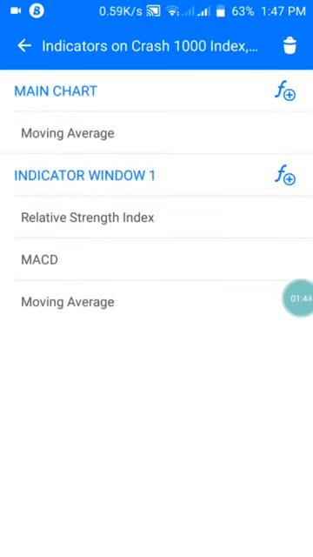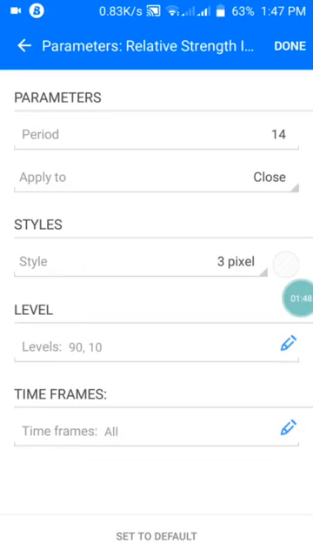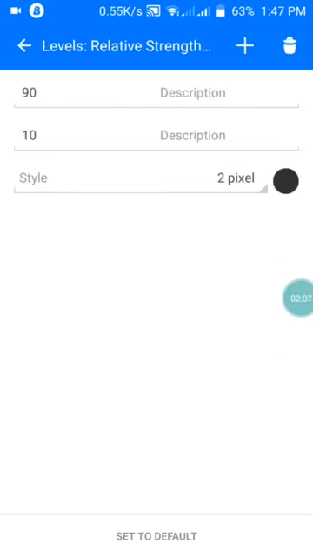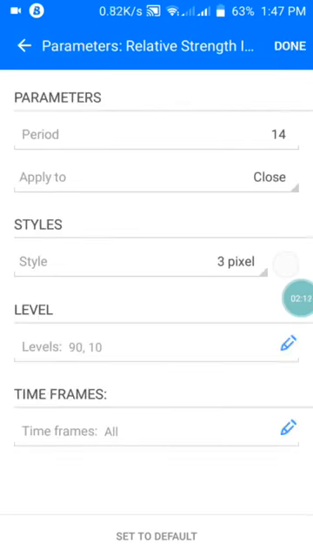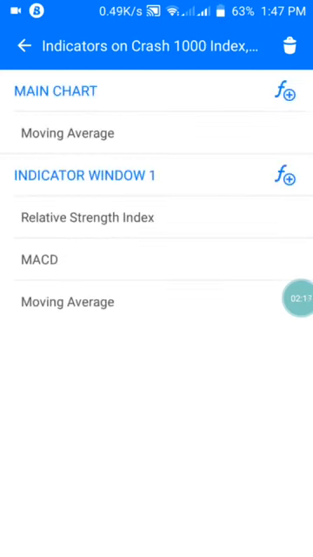Then you press done. In my window one, I have my relative strength index. In my relative strength index, I have my period at 14, applied to close. I have my style in the background color of my phone, so if you are using a black background, you can do the same. I have only two levels, which are 90 and 10, which indicate my buy and sell zones. So you press done.